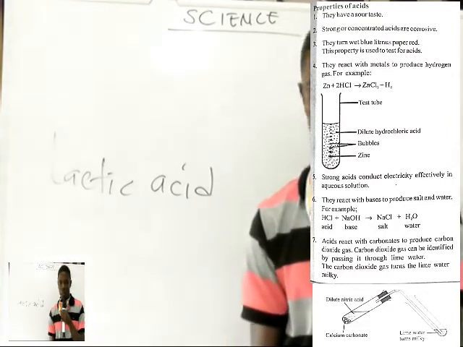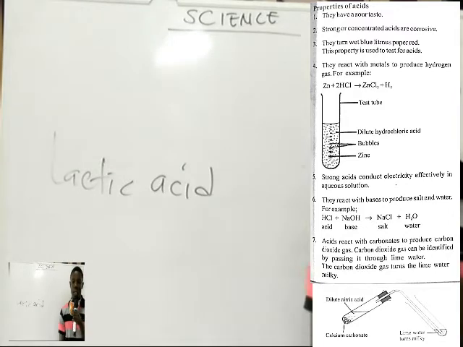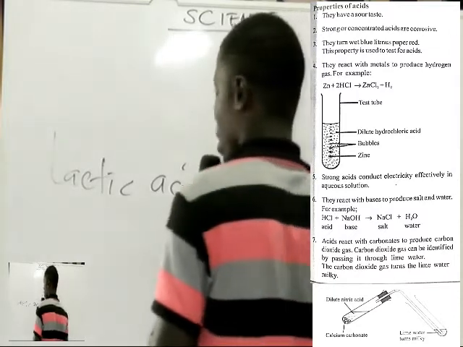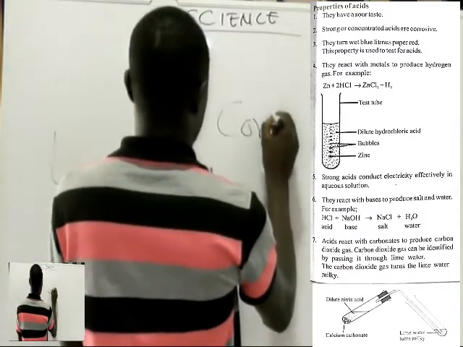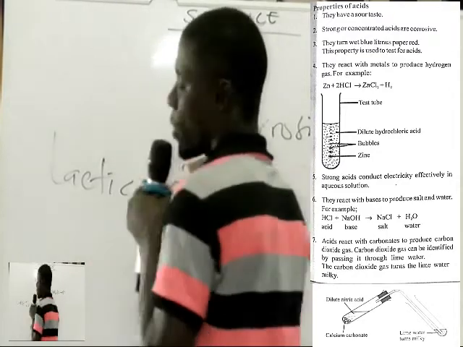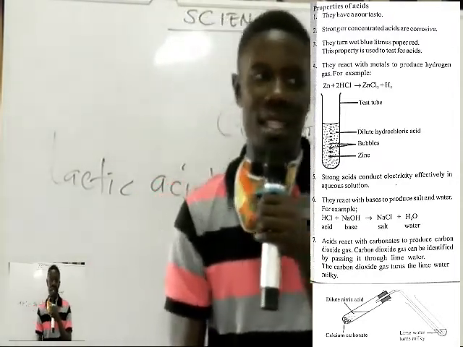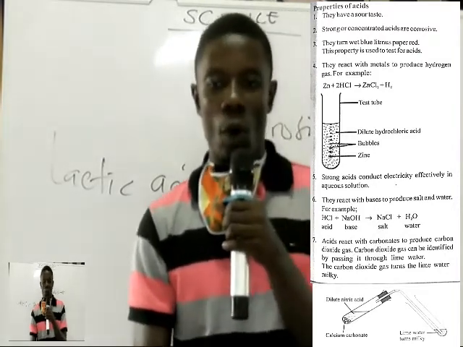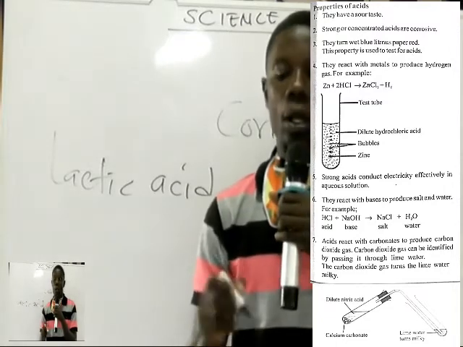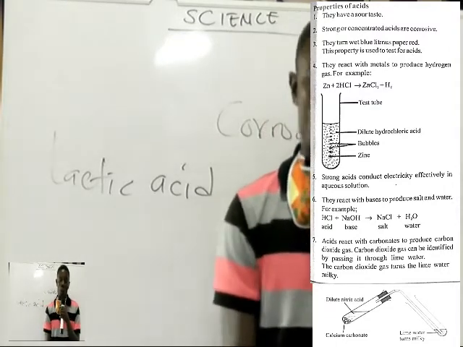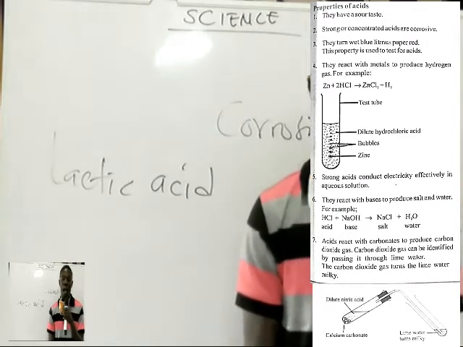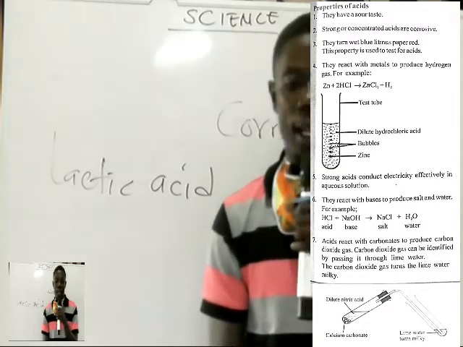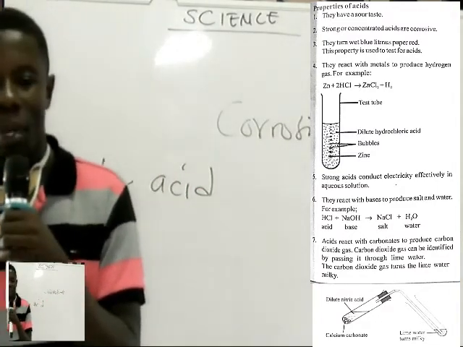Now, the next property is strong or concentrated acid are corrosive. If something is corrosive, it means that it can burn the skin. It can burn the tissue of the skin. So take note. Strong or concentrated acid are corrosive. So take note of it.